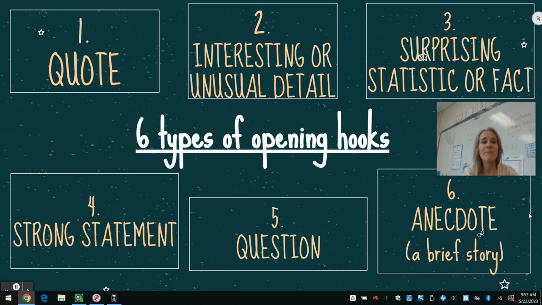I'm just going to have you repeat them for me right now. Number 1 is quote. Number 2 is interesting or unusual detail. Number 3 is surprising statistic or fact. It's going to have numbers. Number 4 is strong statement. Number 5 is a question. Number 6 is an anecdote. Say it one more time. Anecdote.